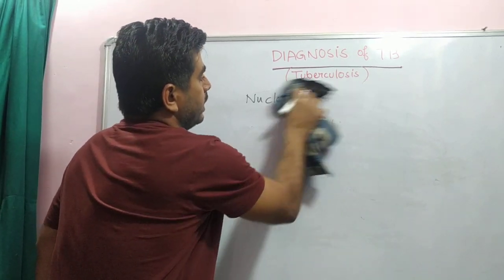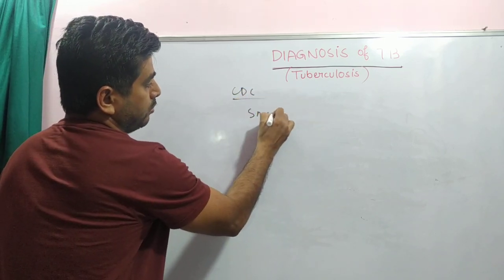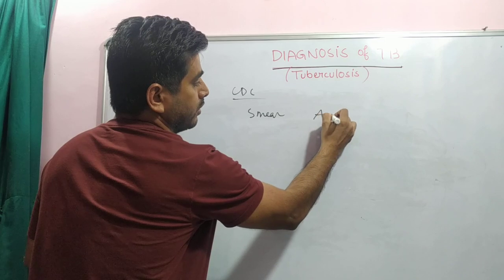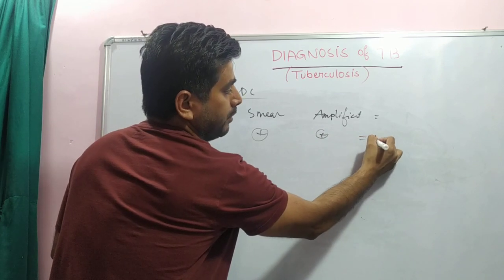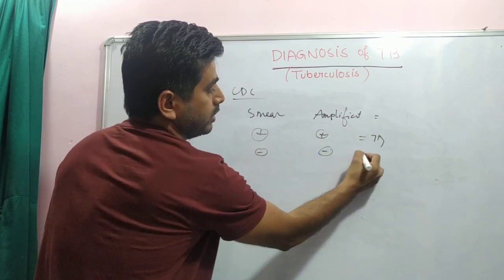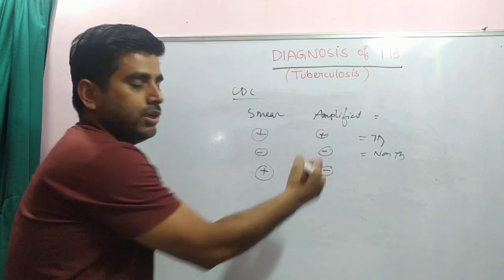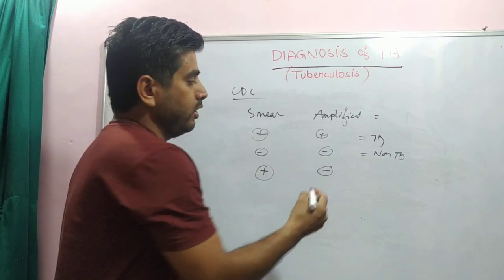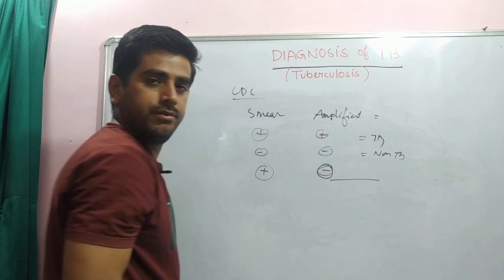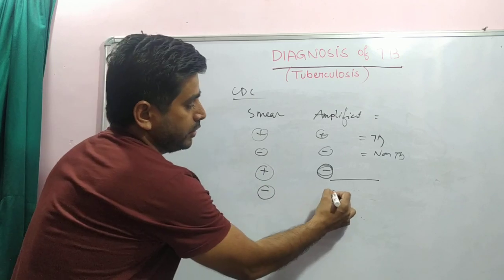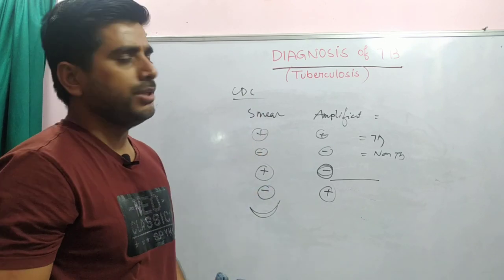Lastly, we will see the CDC guideline for the diagnosis of TB. Number 1 is smear, number 2 is amplification. If both are positive, we call it TB. If both are negative, it is non-TB. But if the smear is positive but amplification is negative, we have to identify other causes of negative amplification or inhibitors of the amplification. If the smear is negative but amplification is positive, we have to take another smear and examine it. So this is the modern technique of diagnosis of tuberculosis.